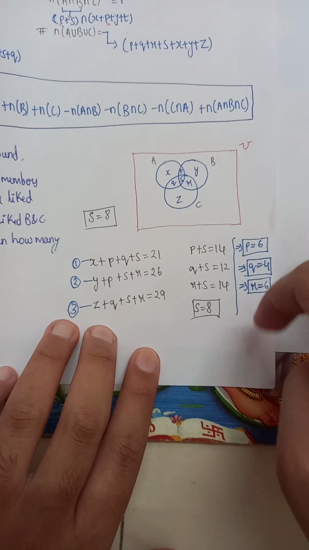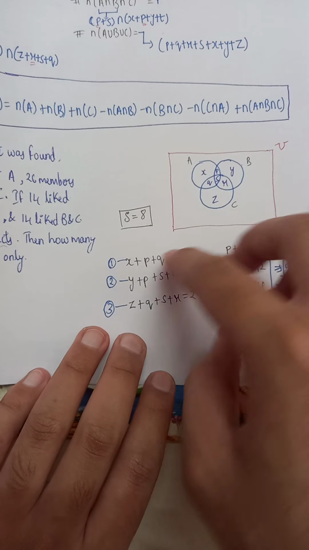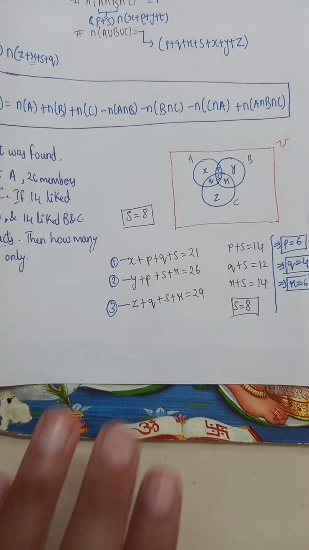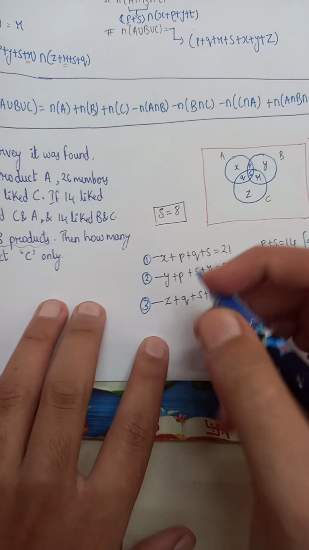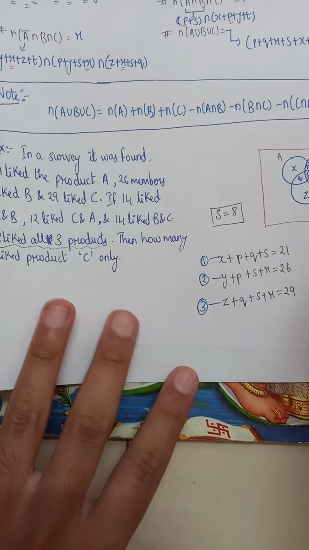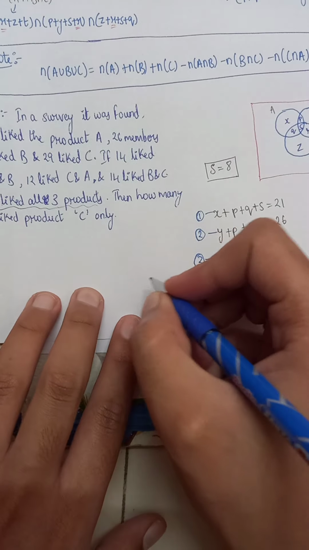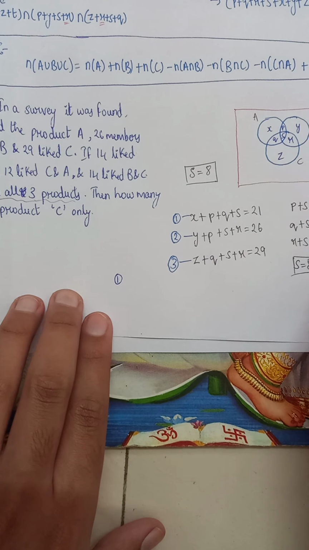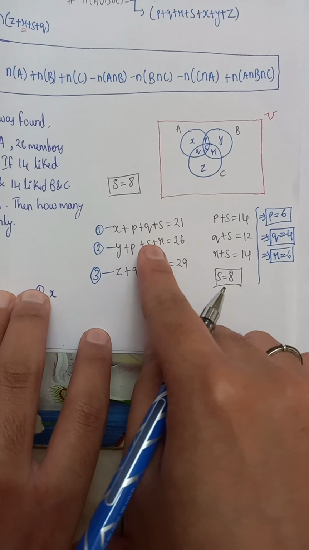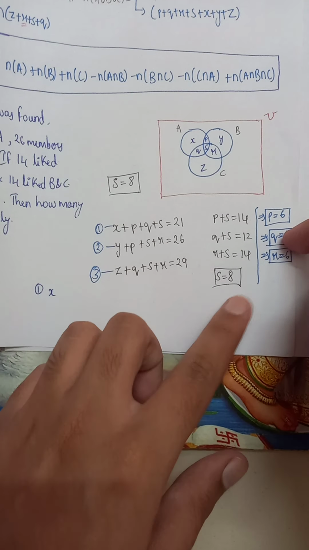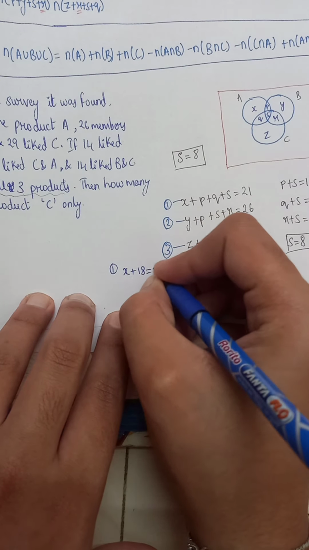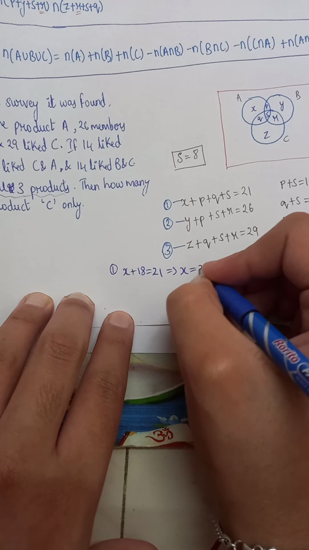Since we have the values of P, Q, R and S, now let's substitute these values in the first, second and third equations. By substituting the values in the first equation, we get x plus P plus Q plus S: 6 plus 4 is 10, 10 plus 8 is 18, so x plus 18 is equal to 21. It implies the value of x is equal to 3.